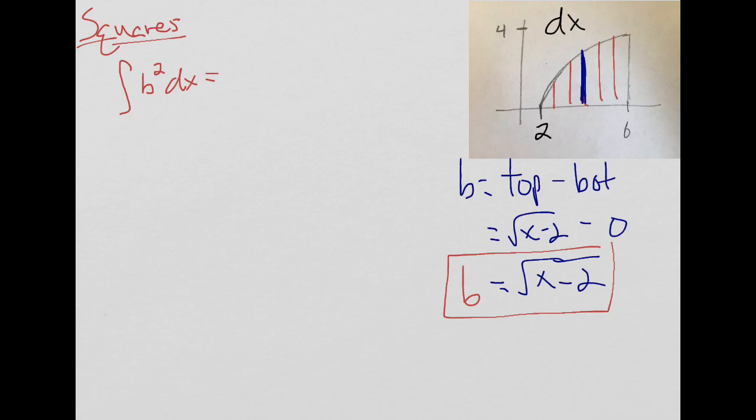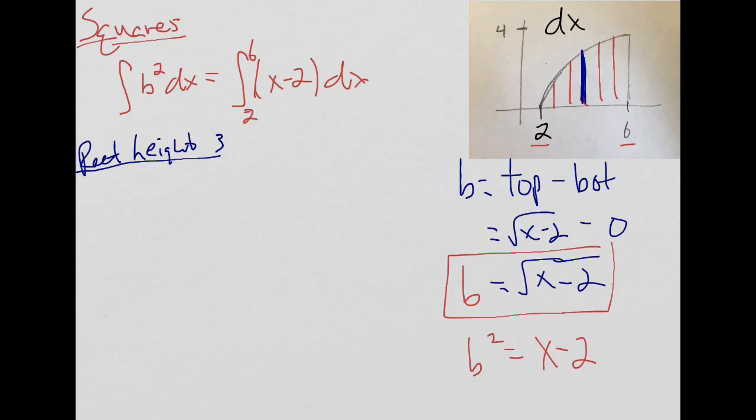So that's b. So I get integral, maybe I'll write b squared is going to be x minus 2, because I square the square root out. So integral of b squared is going to give me x minus 2 in here, going dx, and we're going to go from this spot to this spot. So I go from 2 to 6.